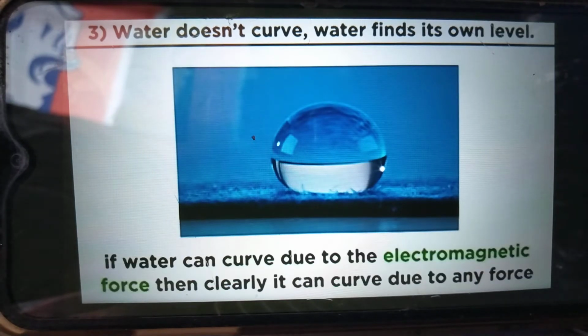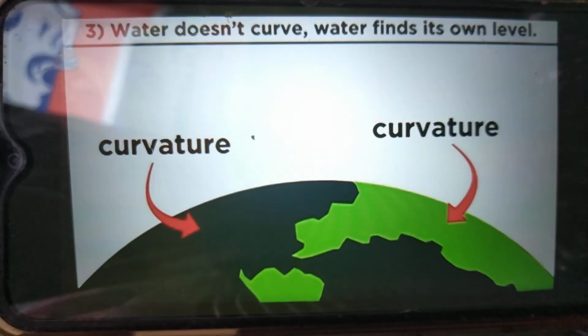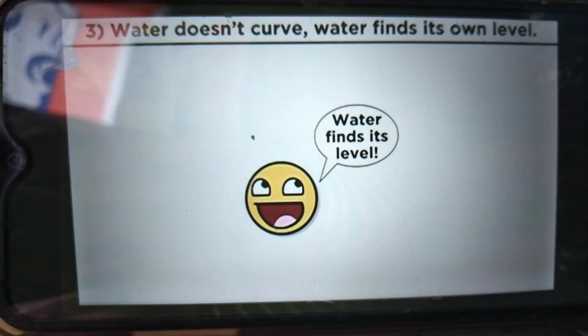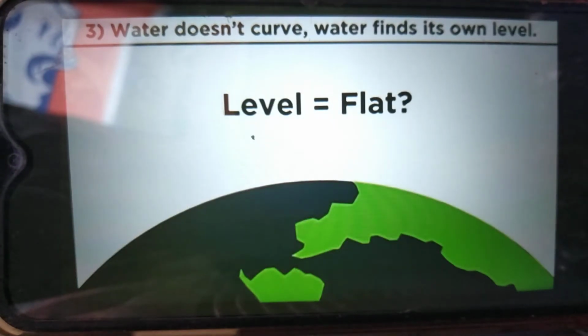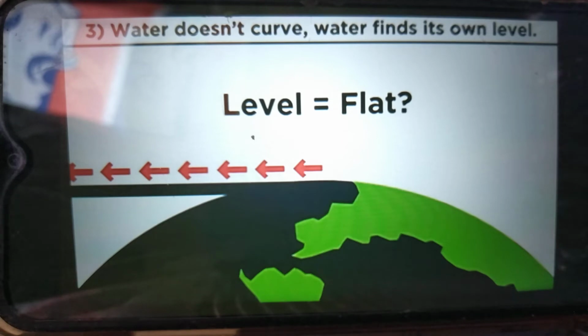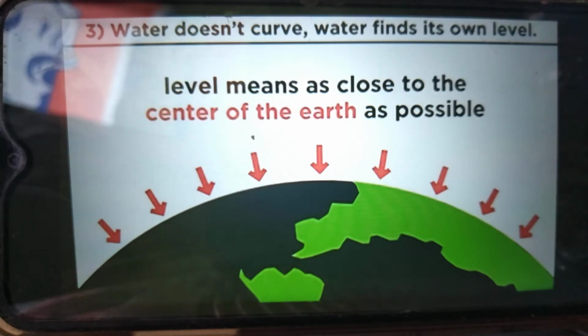In this example, it is due to the electromagnetic force. It is therefore quite easy to understand that it can curve under the influence of any force, including gravity. The oceans conform to the curvature of the Earth just like the land does, and for the same reason. This is why saying that water finds its own level is absolutely meaningless. You think that level means flat, as though on the globe model, water should just magically project into space at some arbitrary angle. In fact, level just means as close to the center of the Earth as possible.